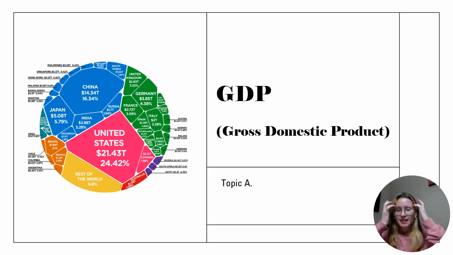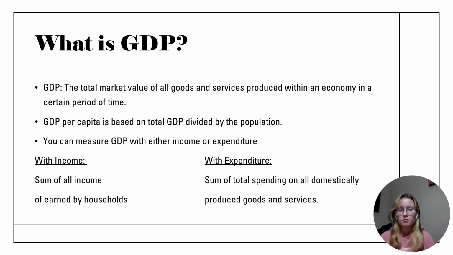All right, hello everybody. Today we're talking about GDP, which is gross domestic product. So GDP is the total market value of all goods and services produced within an economy within a certain period of time, usually a year, when looking at different countries. So GDP per capita is based on total GDP divided by the population.